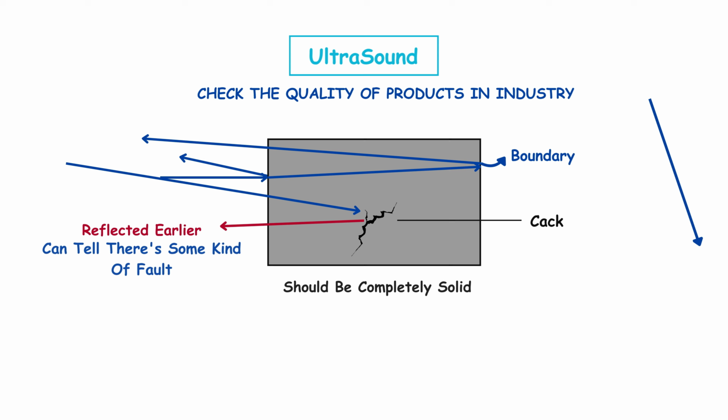Another vital use of ultrasound is in industrial settings where it is employed to inspect the integrity of manufactured products. For instance, if we send ultrasound waves through a solid metal component, the waves should travel through the object and only reflect at the beginning and end where there is a change in material. However, if there is an internal fault such as a crack, some of the ultrasound waves will bounce back at the location of the crack, and by analyzing these unexpected reflections, companies can detect and diagnose defects within the material that are not visible from the outside.